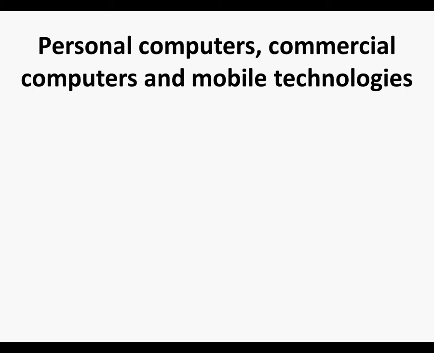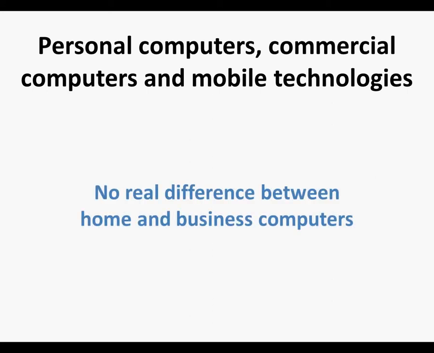So, personal computers, commercial computers and mobile technologies. So we're looking at the change in technology here and the different pieces of technology. There's no real difference between home and business computers. They're basically the same. The difference is, in a business you would possibly have them networked together, whereas at home it would be rare for somebody to network some computers together.